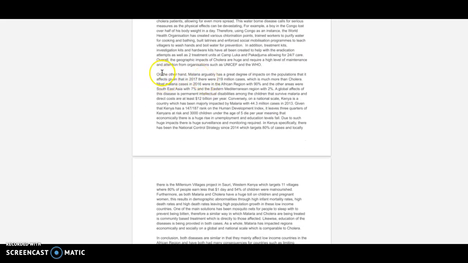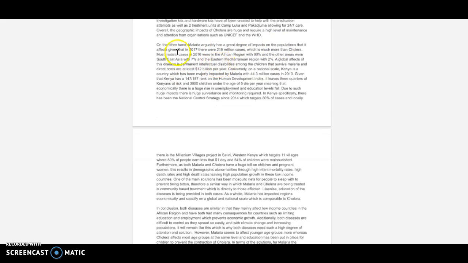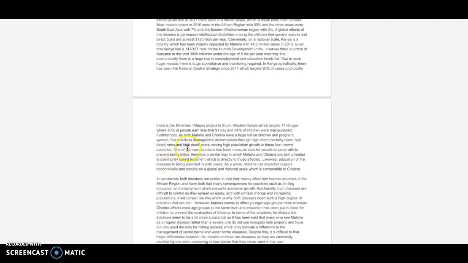But now moving on to malaria. So say on the other hand, malaria has a great degree of impacts on the population that it affects. So then I'm saying where it's had big impacts, what the impacts are, so economic, social, human development, what they had to do to deal with it, the consequences in terms of management and control. And then I'm saying one of the main solutions has been mosquito nets. Therefore, a similar way in which malaria and cholera are being treated is community-based treatment, which is directly to those affected. Likewise, the education of disease is being provided in both cases.